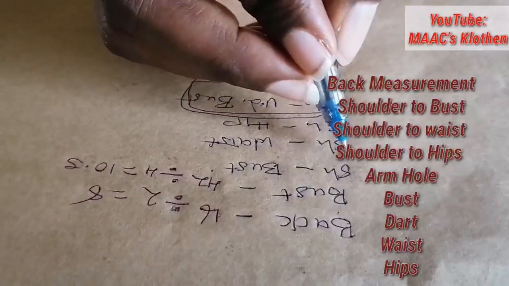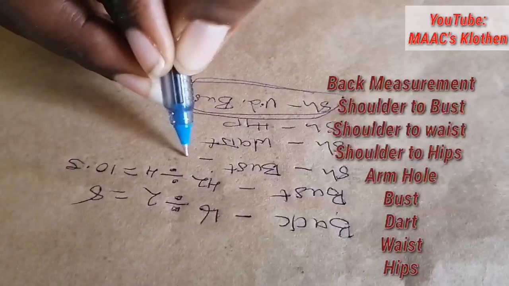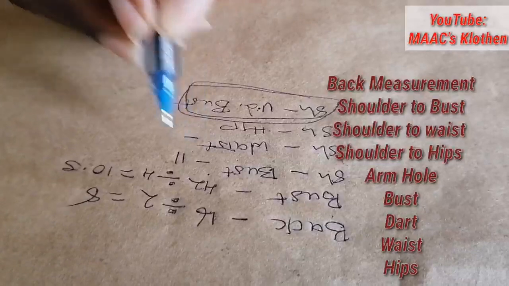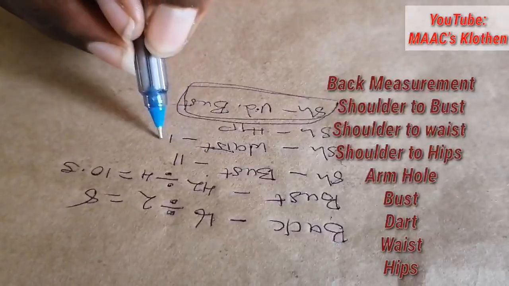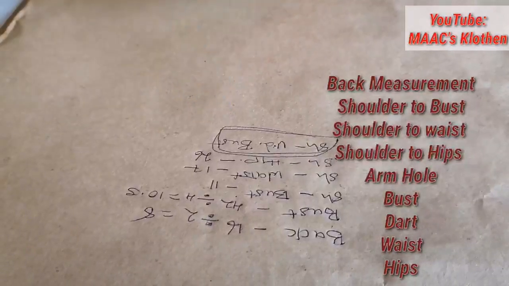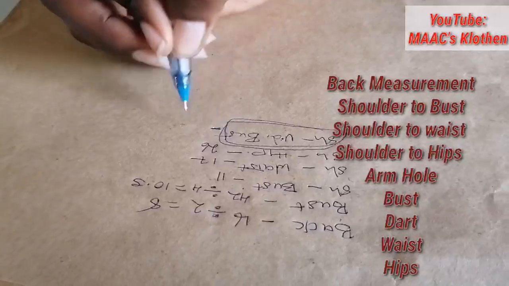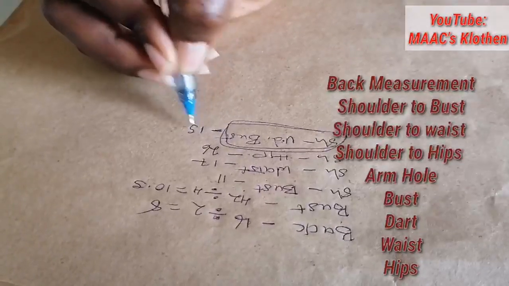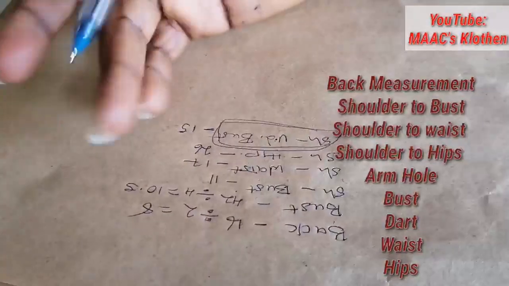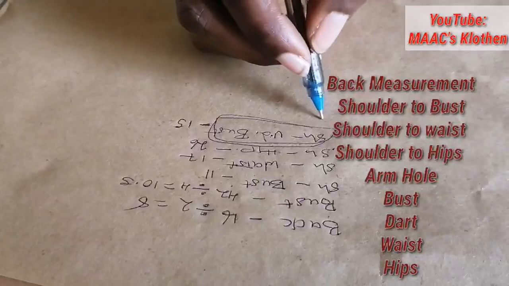10.5. Then you come to the shoulder to bust. My shoulder to bust is 11. And then my shoulder to waist, that is my upper waist, is 17. Then my shoulder to hip, 26. If I'm considering shoulder to underbust, my shoulder to underbust is 15. Okay, so this is what you are going to do. And then we'll also consider waist measurements.